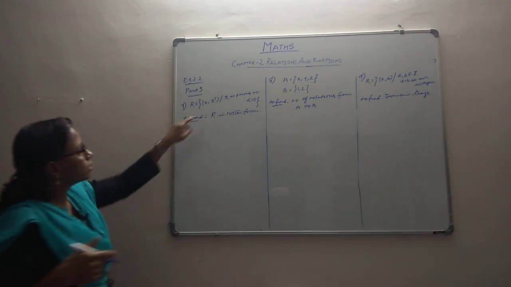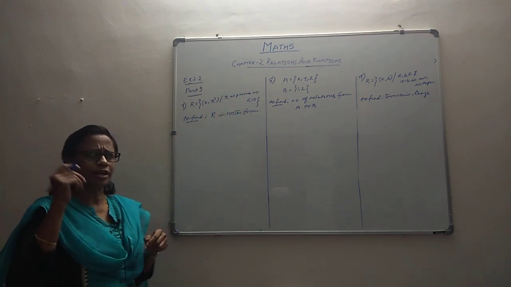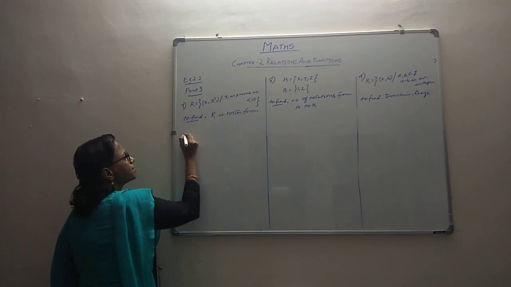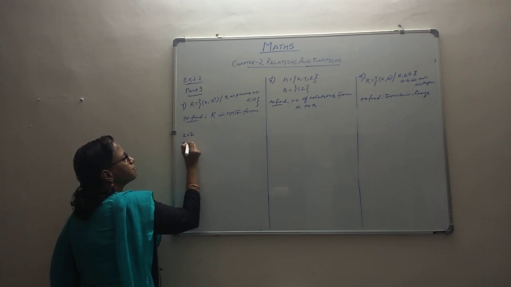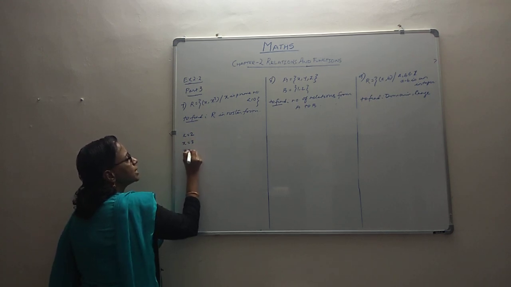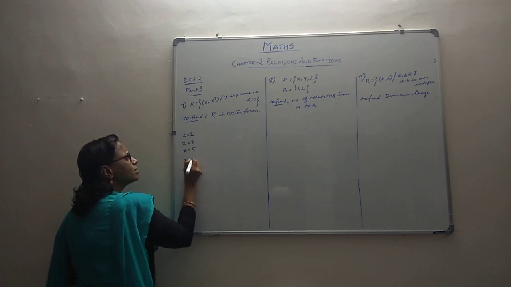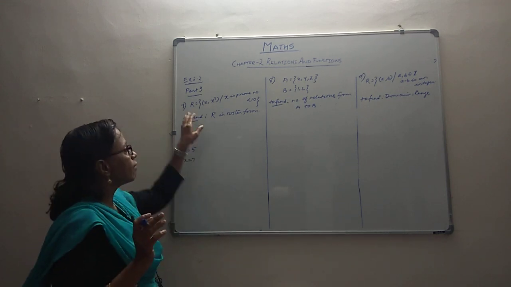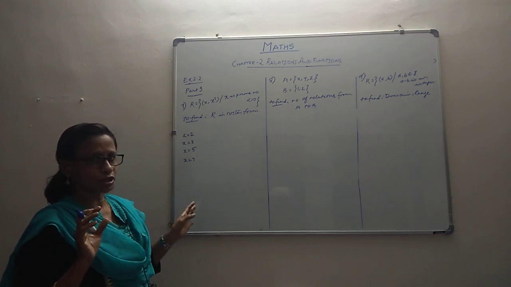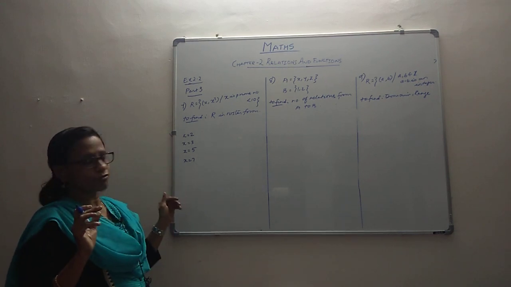So actually x is a prime number less than 10. Let's find out what the x's are. X can be 2, it can be 3, it can be 5, then it can be 7. That's all. 8, 9, 10 not allowed. You have to have all prime numbers less than 10. So we have got only so many choices. So x is 2, 3, 5 and 7.